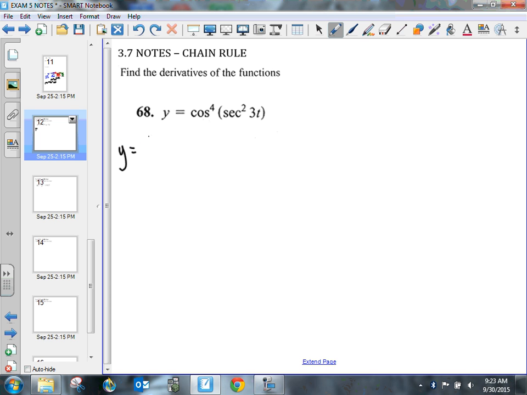Y equals the quantity cosine of secant squared of 3t, and this whole thing is raised to the 4th power. Okay, so identifying what your inside functions are, one of the ways I think about it is like peeling an onion. If I peel off an onion, I have another layer, and I just keep peeling off that onion. And the more you peel, the more it stinks.